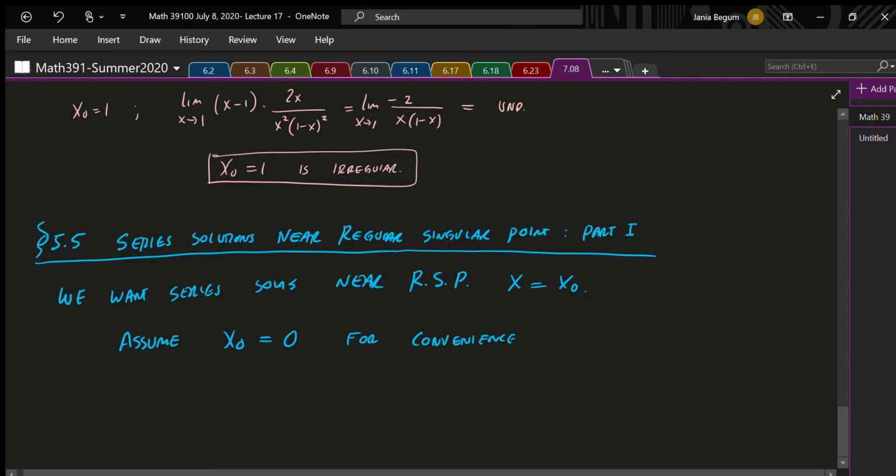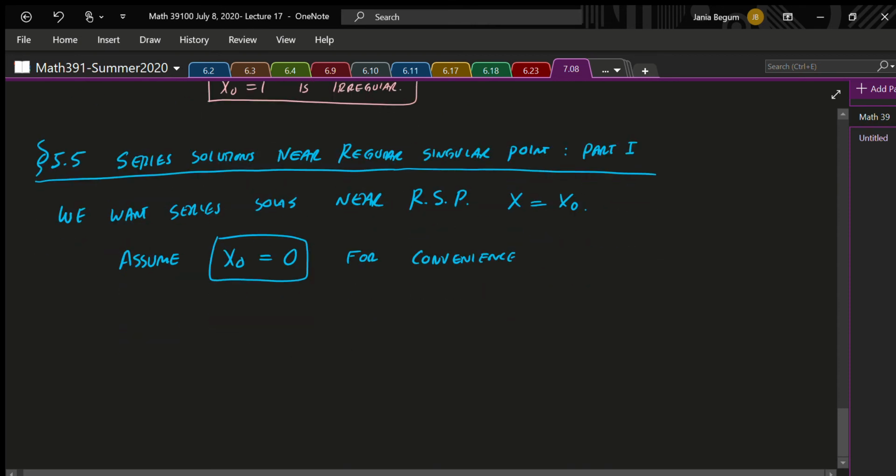So that's the key idea, and this would be a regular singular point. So suppose you're given the differential equation. The usual, so you have p of x times y double prime plus q of x times y prime plus r of x times y equals 0. So suppose you're given that and x naught equals 0 is a regular singular point.